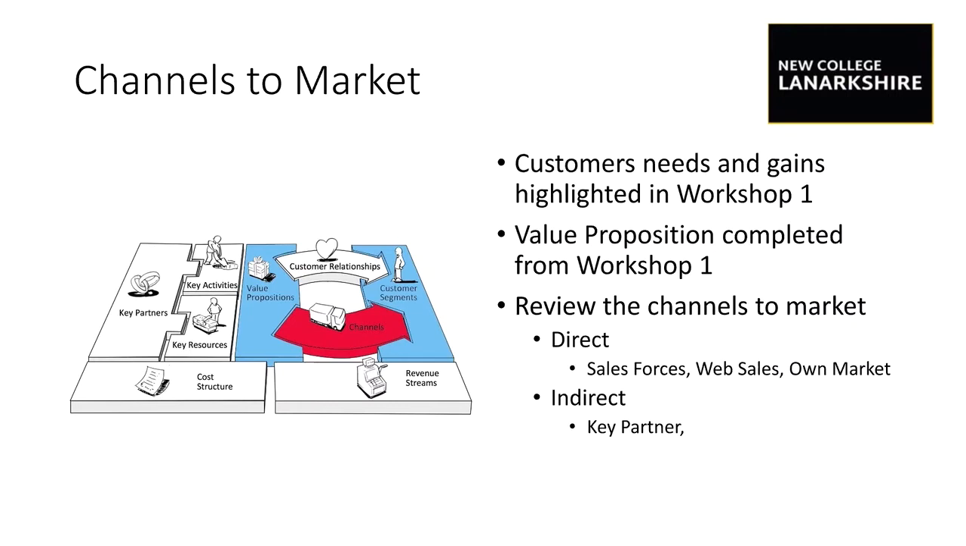So review the channels and routes to market. Generally speaking, we have got 2 types of market that we would normally look at. So you've got direct and indirect. If you're direct, you're looking at Salesforce, web sales, own market, online marketing, whatever other things you can think of that are direct. And then you've got indirect, which could be key partners or subcontractors, or however you're going to take your product forward.